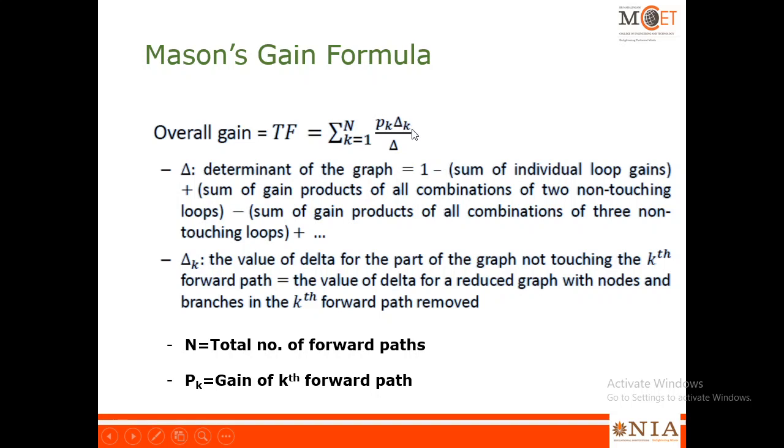So that is delta k. We will do a few problems, then you will be comfortable with this particular Mason's gain formula.